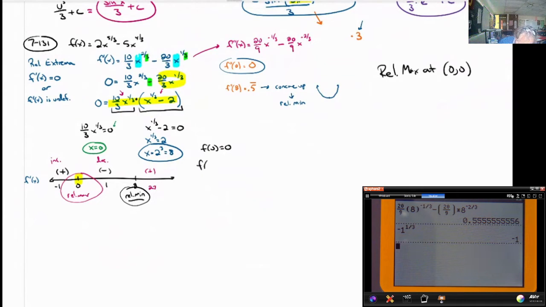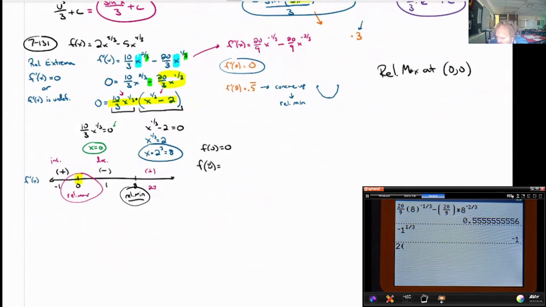F of 8, though, that might take some calculating to do. 2 times 8 to the 5/3 power, I'm plugging this into the original function, minus 5 times 8 to the 4/3 power. It's going to give us negative 16. And so that'll be the relative minimum of this problem.